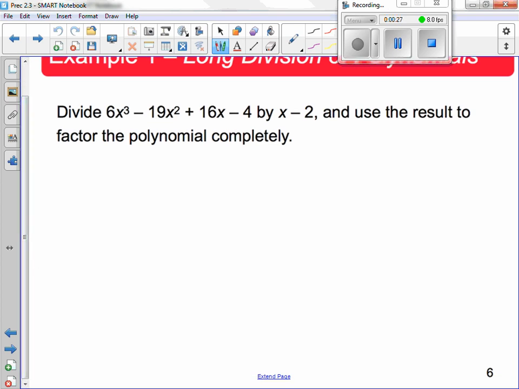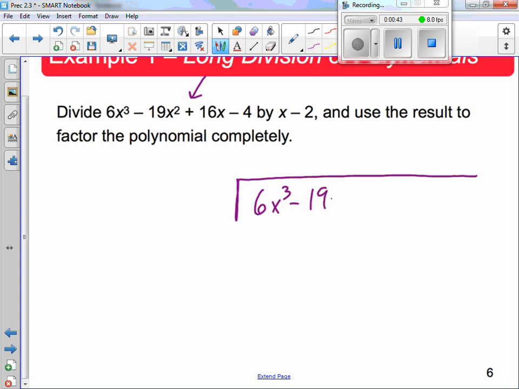So long division is very similar to, well, long division. The first thing we do when we do long division is we have our division bar, and we put what we're dividing inside: 6x cubed minus 19x squared plus 16x minus 4. We need to make sure that we have all the powers. The biggest one was 3, so we need 2, we need 1, and we need 0. 3, 2, 1, 0. We have it. And what we're dividing it by is x minus 2.